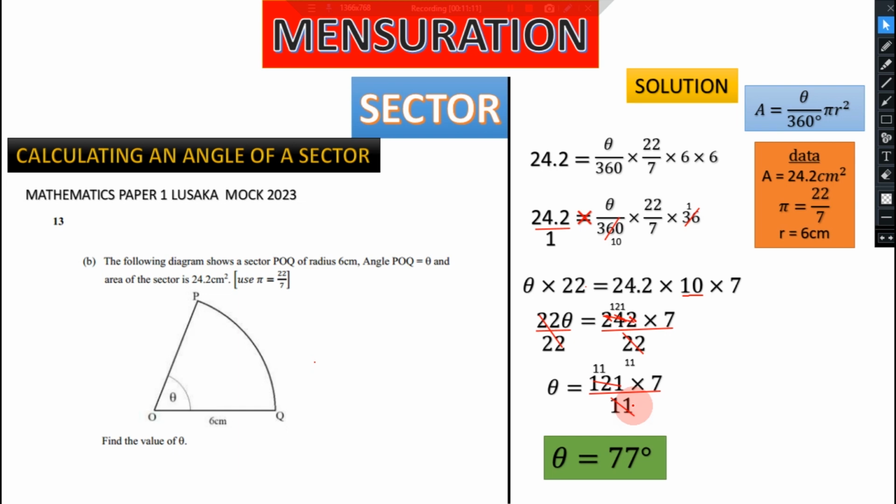So as you are solving questions under mensuration, under sector, whether you're finding an angle or finding area, whatever you're finding, learn to reduce your numbers before you multiply. Why? Because we are not using a calculator. We will end up getting stuck if we multiply the numbers and they become way too big. So learn to reduce them.